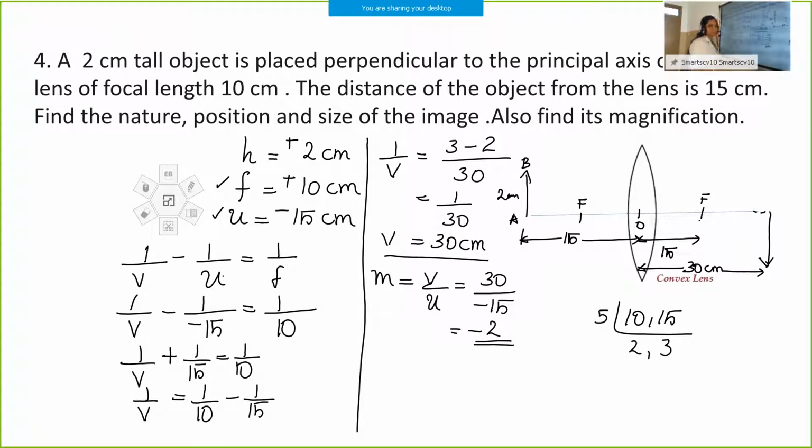And you are getting minus 2. So what's the meaning of that? Negative sign shows that image is real and inverted. And it is greater than 1.